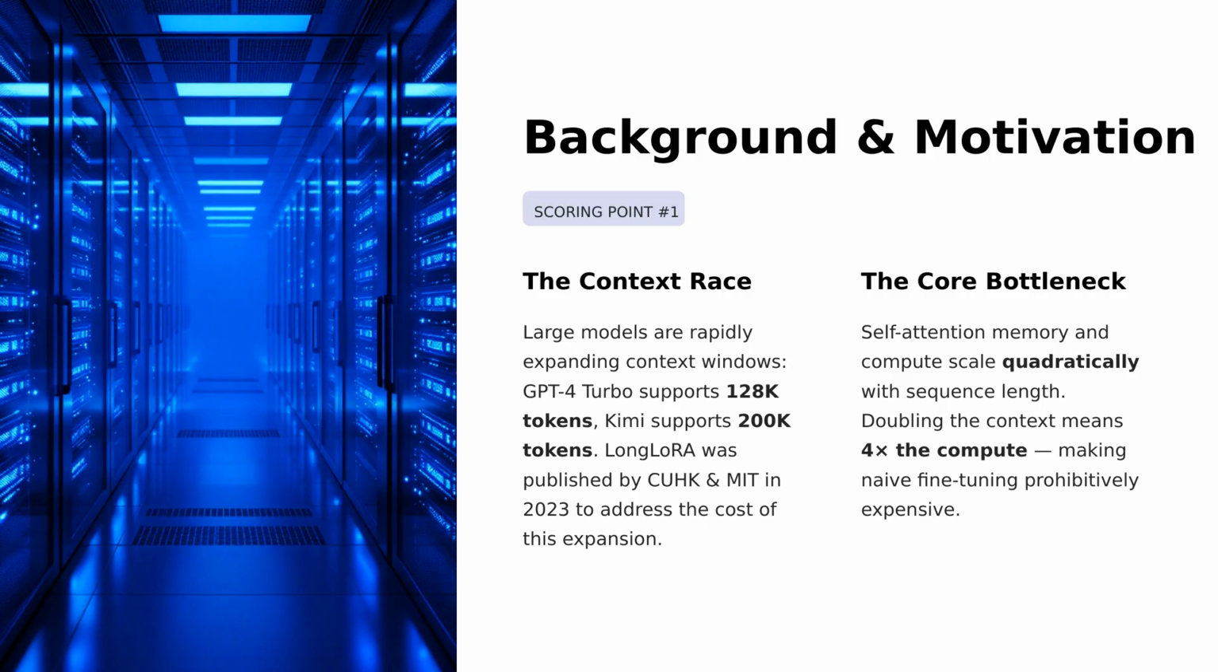Today, we're diving into the rapidly evolving landscape of large language models. These models are racing to expand their context windows, with GPT-4 Turbo now supporting up to 128,000 tokens and Kimi reaching 200,000. However, this expansion isn't without challenges. The key bottleneck lies in self-attention memory and compute, which scale quadratically with sequence length. This means doubling the context results in 4 times the computational cost, making straightforward fine-tuning highly expensive.